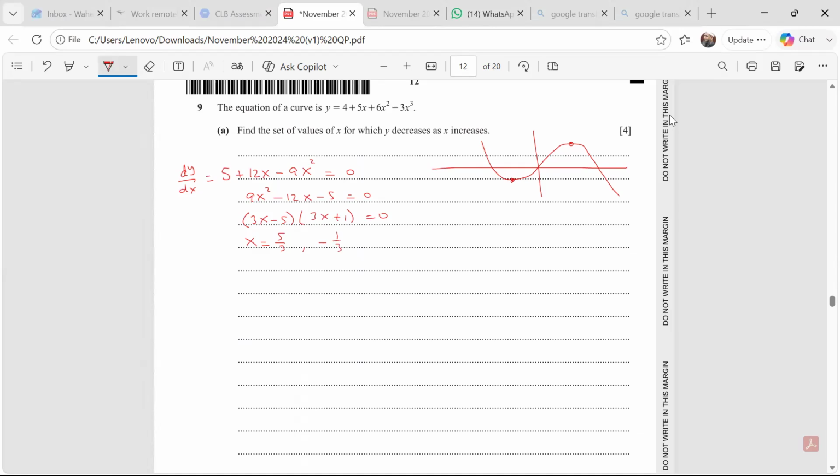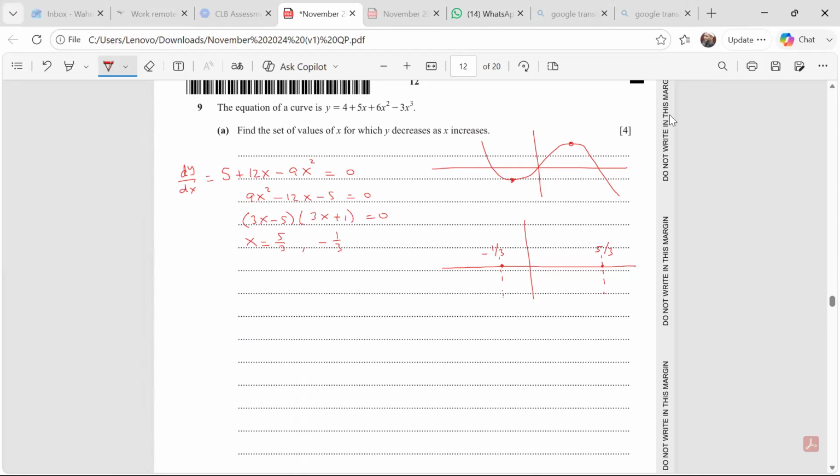So at these two values, the derivative is 0, so the slope is 0. Minus 1/3 is here, and 5/3 is somewhere here. At these points, the derivative is 0. What about in this range? In this range, is the derivative positive or negative? Let's see. The sign of the derivative has to be the same everywhere within a range.